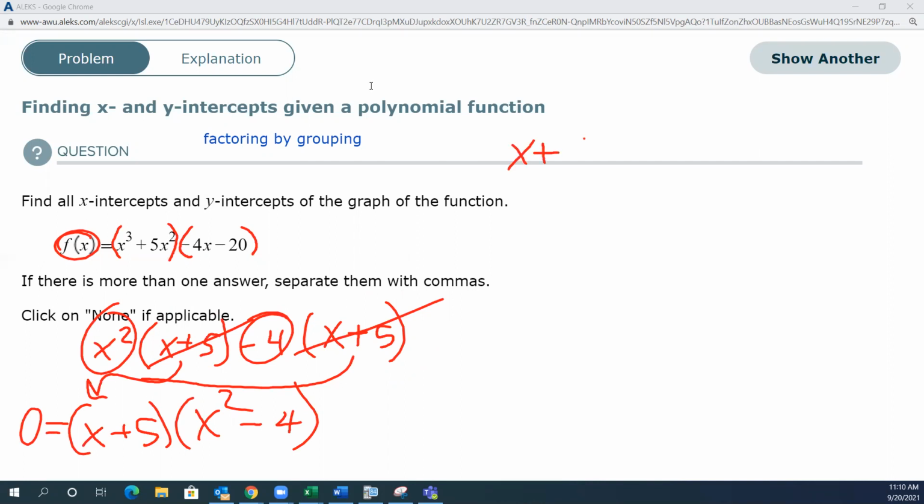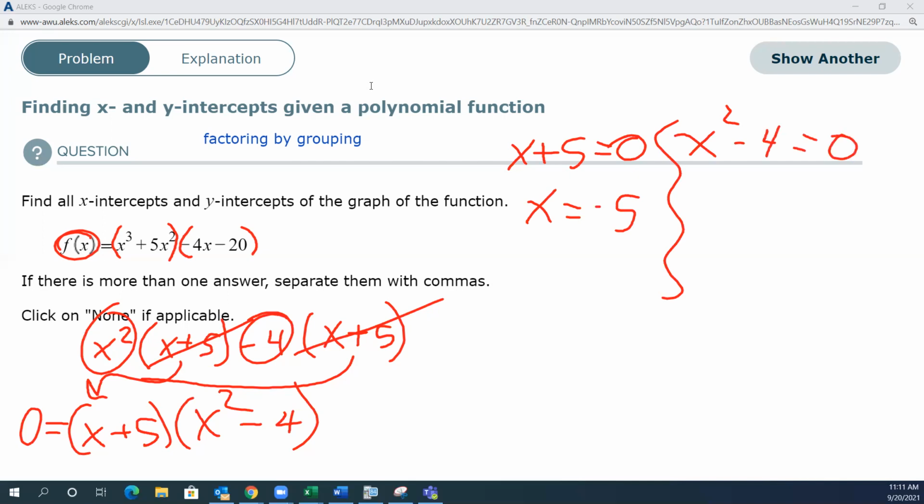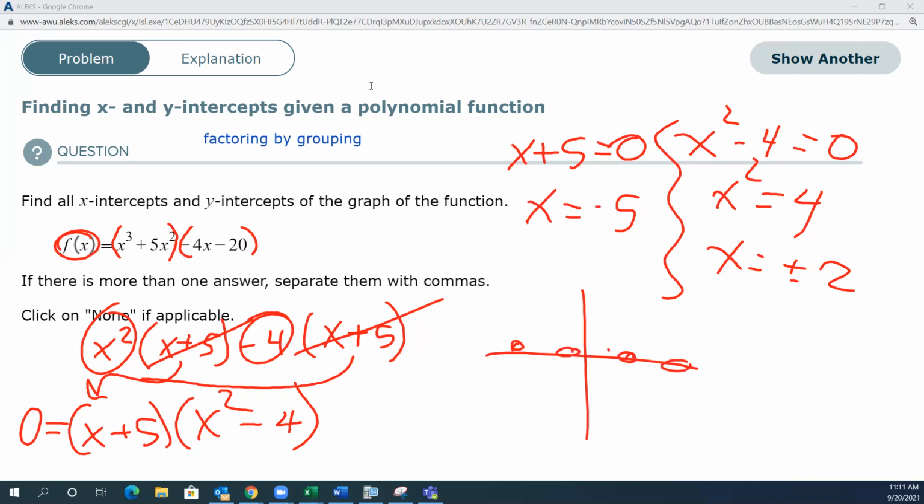So now I can set each factor equal to 0. And get x plus 5 equals 0, so -5. And x squared minus 4 is 0, and so positive and -2. So there are 3 x-intercepts. That's what I expected, because the highest power of the variable was 3. It doesn't guarantee there'll be 3, but it's a good bet. So that's how you get the x-intercepts. Just set y equal to 0 because x-intercepts occur on the x-axis where y is 0.